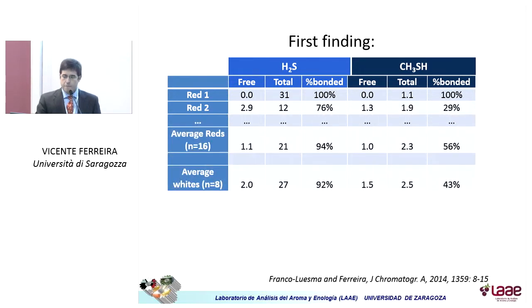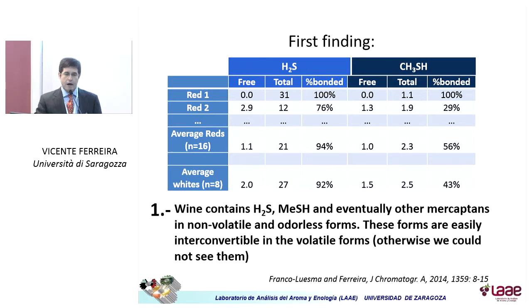So if we go for more analysis, what we learn is that all the wines contain hydrogen sulfide and methanethiol and eventually other mercaptans in non-volatile odorless forms. And the question is that these forms are interconvertible in the volatile forms. Otherwise, we couldn't see them with our method.